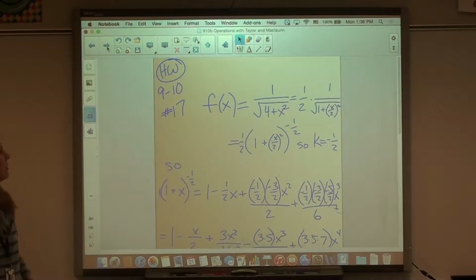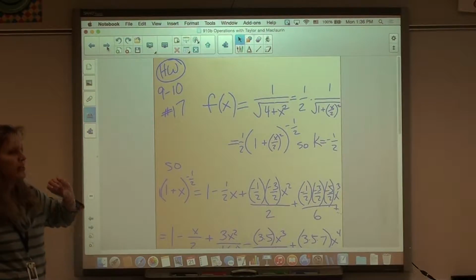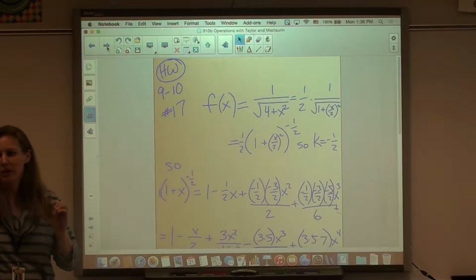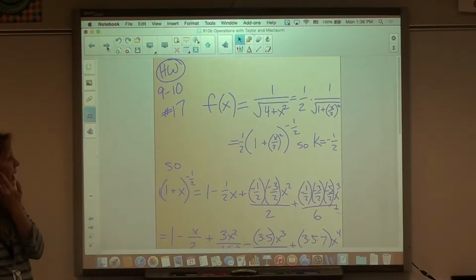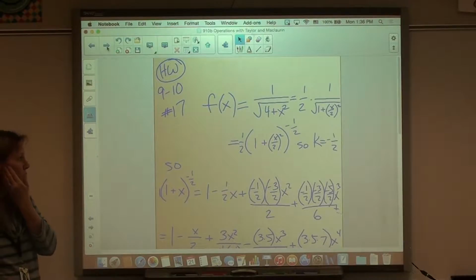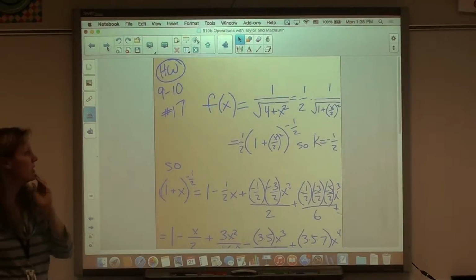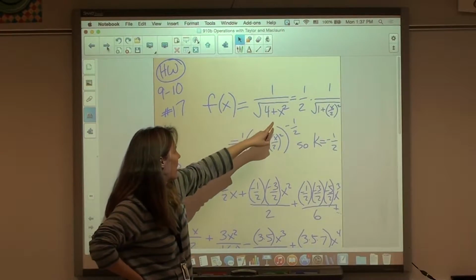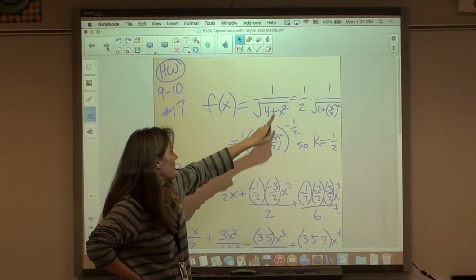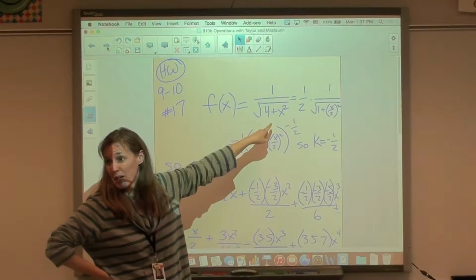Okay, so 17, I guess the ones that gave people a hard time were the binomial ones. But anyway, 17 was a binomial one. So you have to get it in the form 1 plus x to the k, right? So you're looking at this and you're like, well, gosh, I don't know how to get this in the form 1 plus x to the k, right?